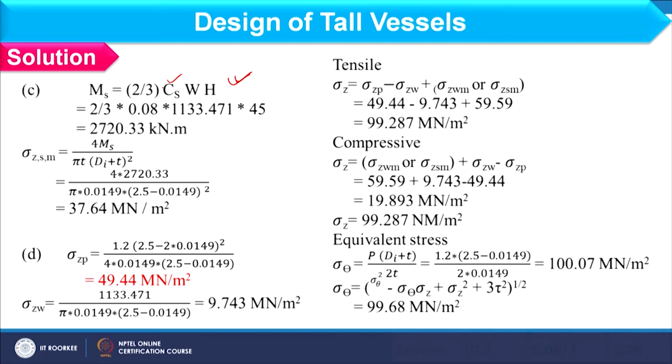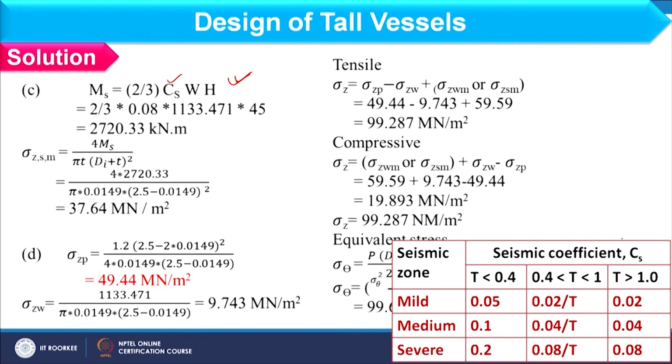CS is basically the seismic coefficient, which you can see from here. We are given the severe zone where T is available, and T is 1.3, which is more than 1 second. So the CS value should be 0.08, as we can see here. Total W is the weight, which is 1133.471, and the height is the height of the column from the foundation, that is 45 meter.